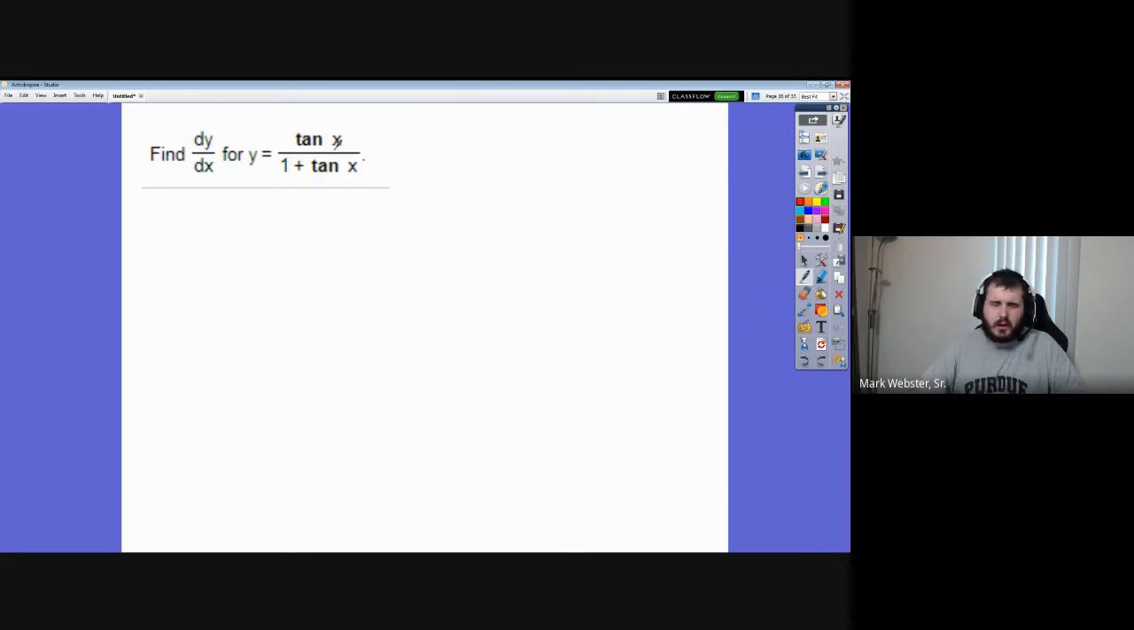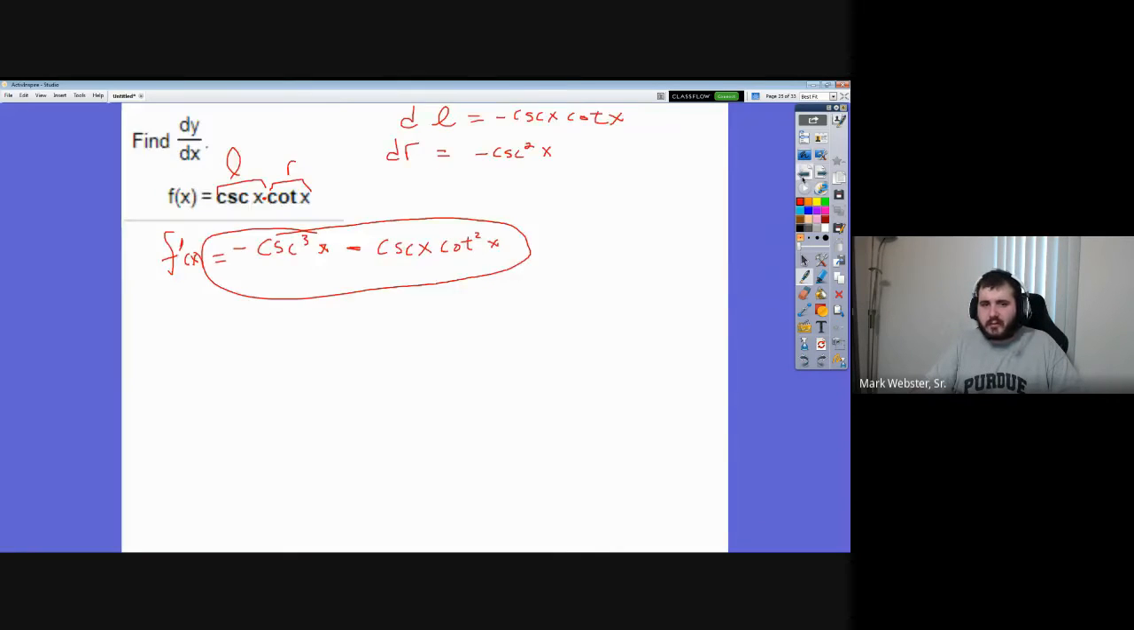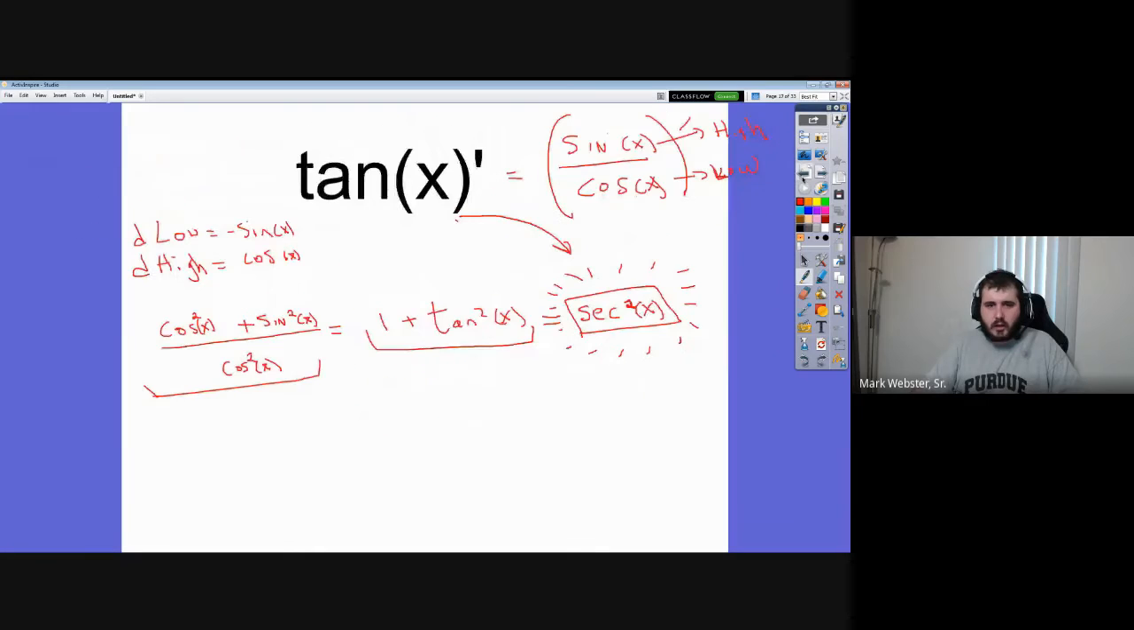All right. Look at this. We've got tangent x over 1 plus tangent x. So this is quotient rule. We've got our high, we've got our low. We need our d high. We need our d low. All right. Derivative of tangent should be secant squared, right? Again, I don't memorize these things. I'm going to quadruple check. Derivative of tangent is secant squared. Yay, I was right.